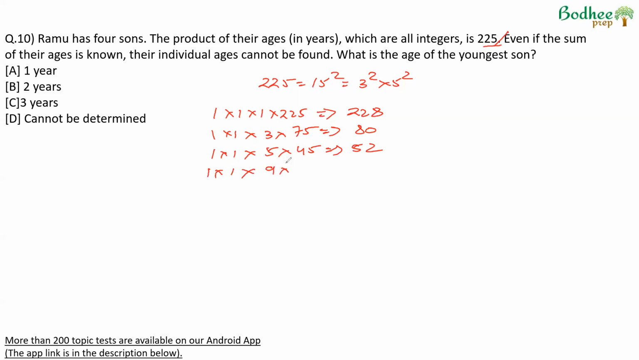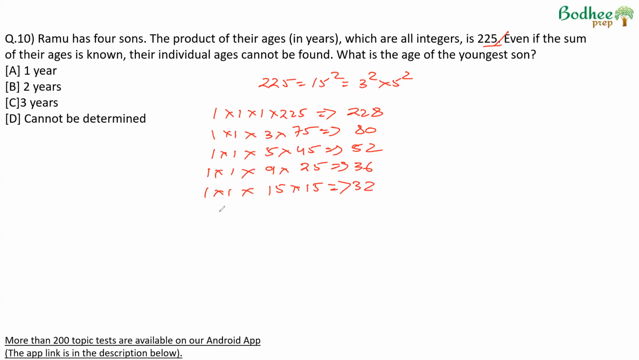1 into 1 into 9 into 25. 25, 35, 36. 1 into 1 into 15 into 15. This will be 32. I'm just making multiple cases. The sum of numbers will be 32. Making multiple cases, as you can see, for all the numbers so far, the sum is different. So we'll know the exact case that we are looking at.